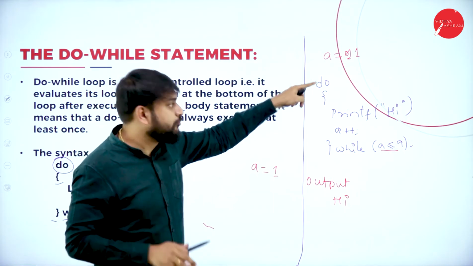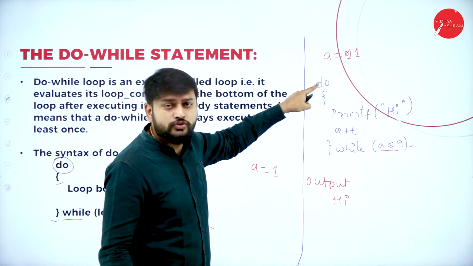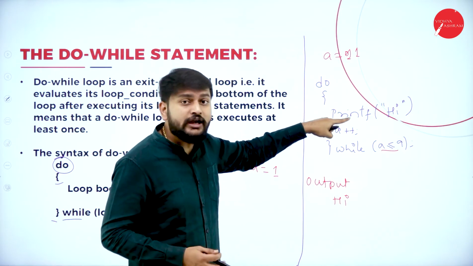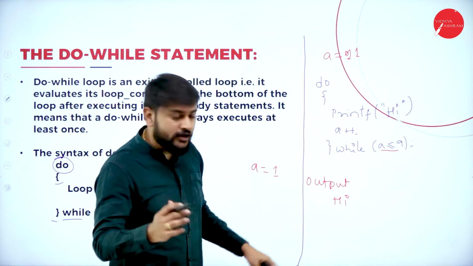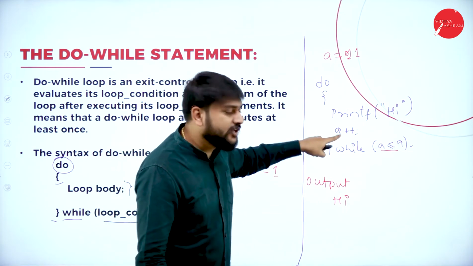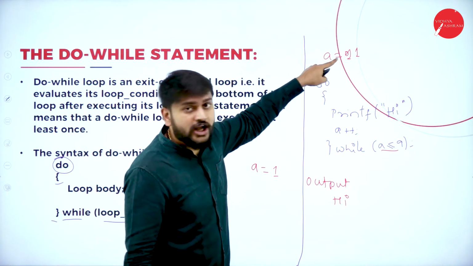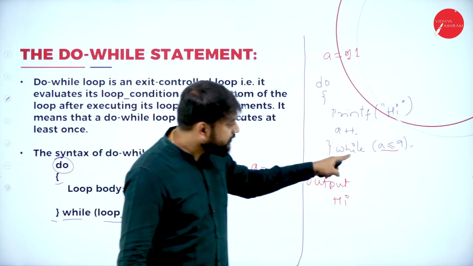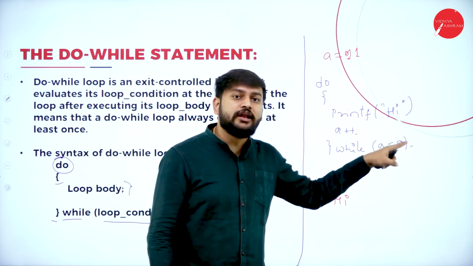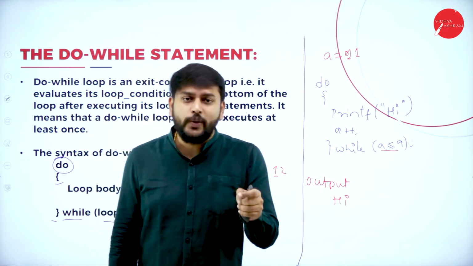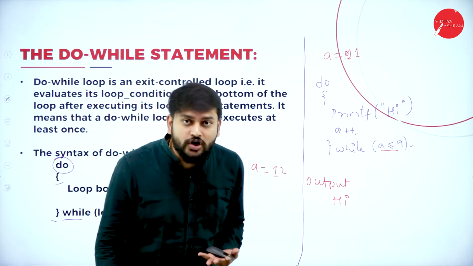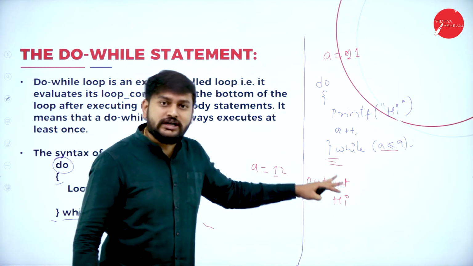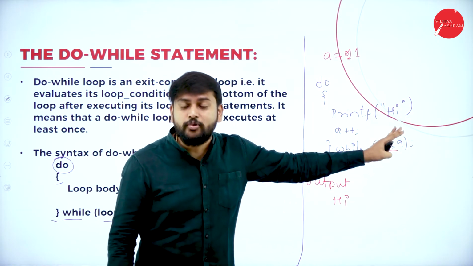Let's take this second example. The A value is 11. So I have do. Do I have any conditions to check? No, I don't have any. Directly I can get inside. What do I have? Print hi, so hi will be printed once. I'm printing hi now. Then after that I'm incrementing the A value. Right now the A value is 11. After the increment, the A value will become 12. It will check the condition: A is less than or equal to 9. The A value is 12. Is 12 less than or equal to 9? No, it is not true. So it will not go back at all. It will come out of the loop.